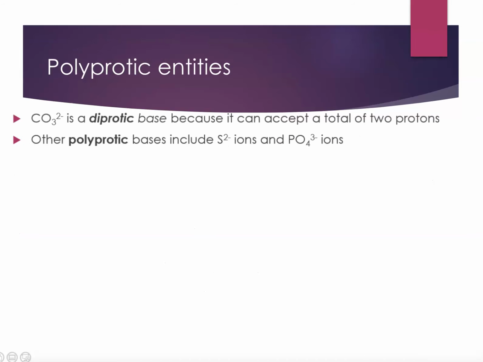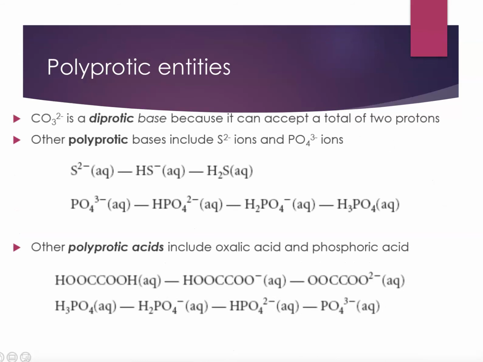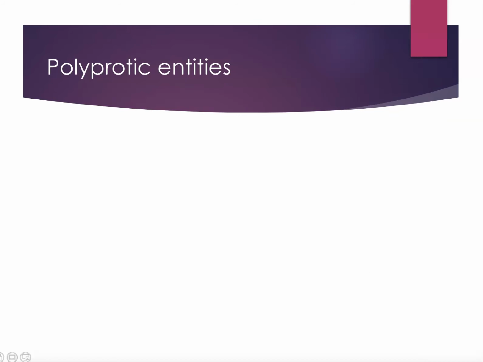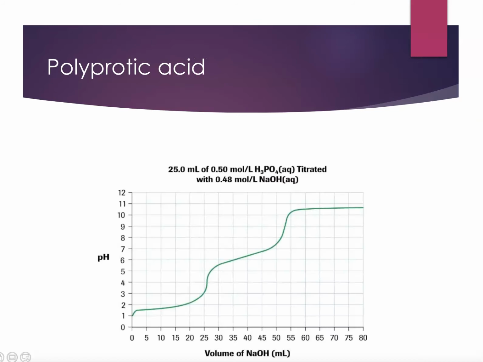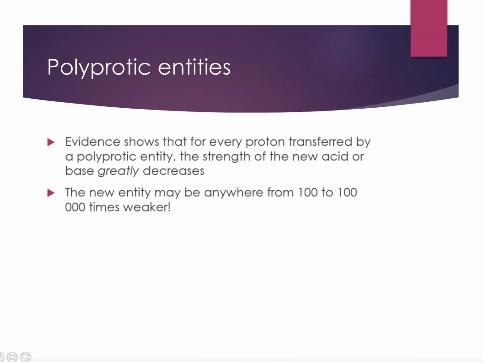Here are some examples of the polyprotic entities that you may encounter. As we add more hydrogens to polyprotic bases, or remove hydrogens from polyprotic acids, the strength of them greatly decreases. You can see this trend by observing where they are located on your acid-base table.